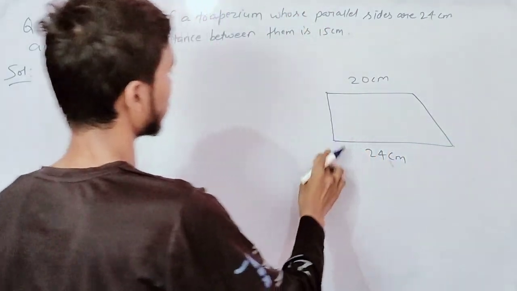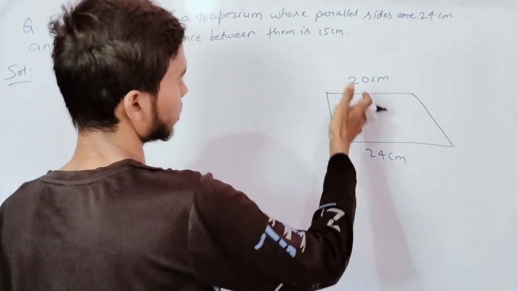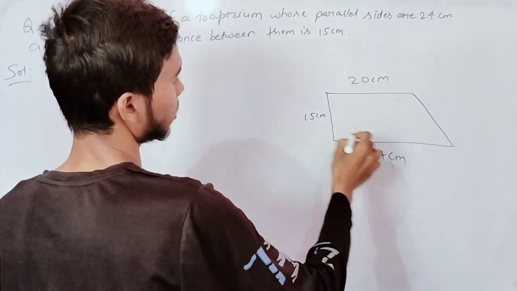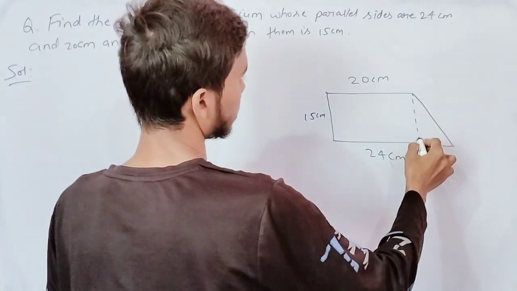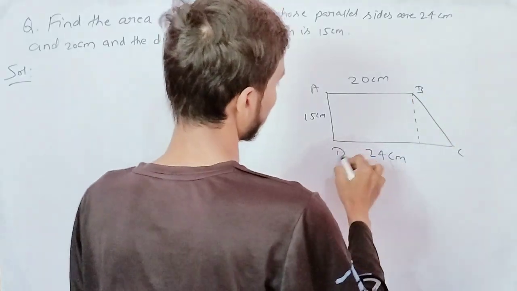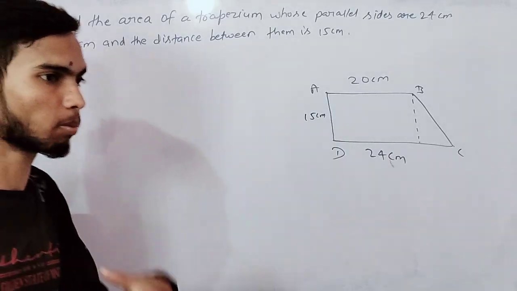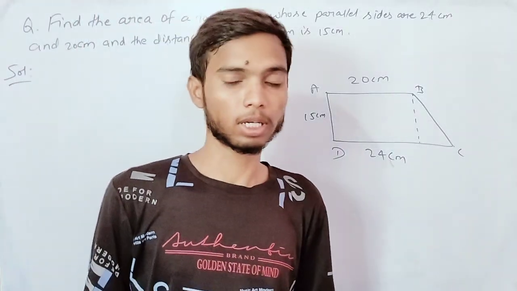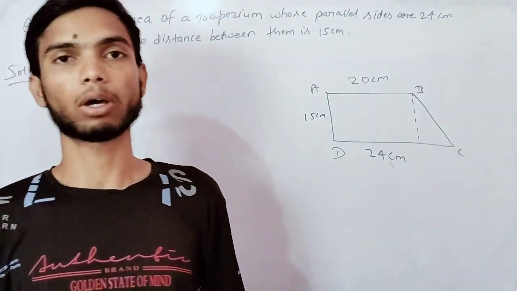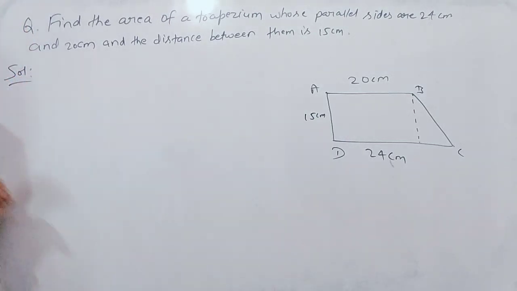Trapezium looks like this. Now height is how much? The distance between them is 15 centimeter. This is the height. A, B, C, D. Remember the definition of a trapezium, it is a polygon, a quadrilateral, but it has a pair of parallels and a pair of non-parallels. Clear? Non-parallel lines.